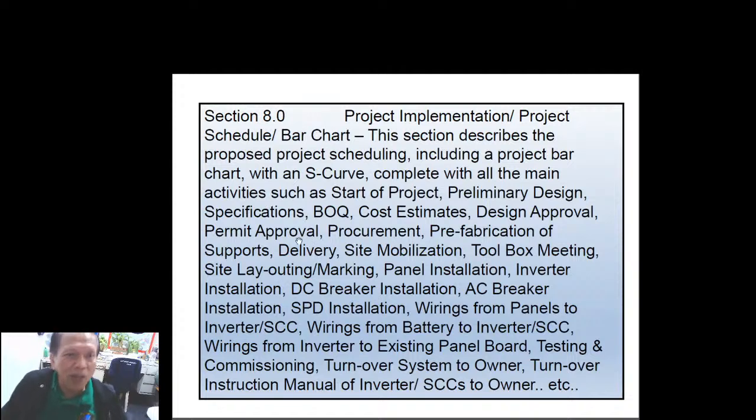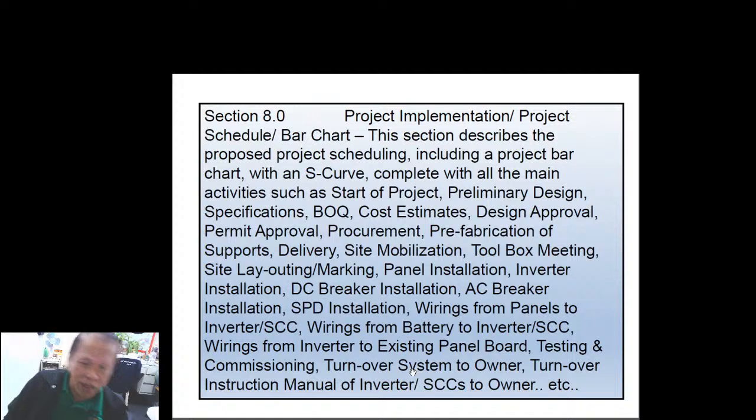Okay. Completed all the main activities such as the start of the project, preliminary designs, specifications, bill of quantities, cost estimates, design approval, permit approval, procurement, ordering, no? Prefabrication of supports, delivery, site mobilization, toolbox meeting, remember safety ito, toolbox meeting, site layouting, marking, panel installation, inverter installation, DC breaker installation, AC breaker installation, surge protective device installation, wirings from panels to inverter or SCC, wirings from the battery to the inverter, solar charge controller, wirings from the inverter to the existing panel board, testing and commissioning, turnover system to owner. Kung na-test mo na, gumagana na, turnover mo na kay owner.